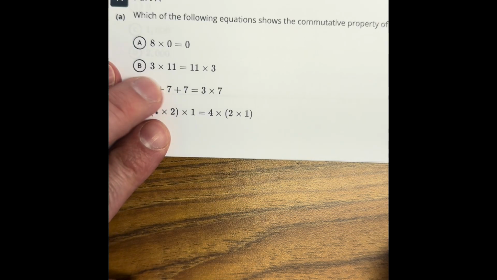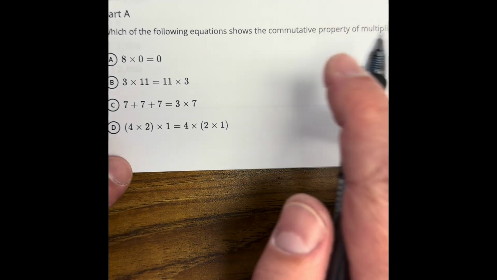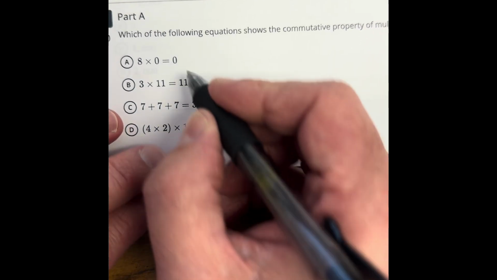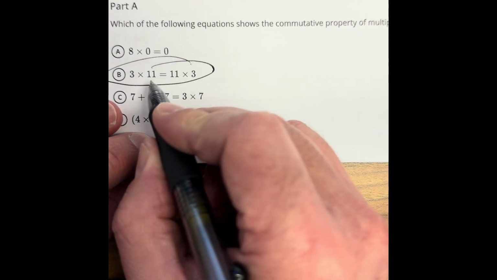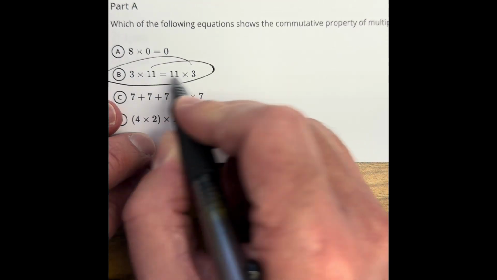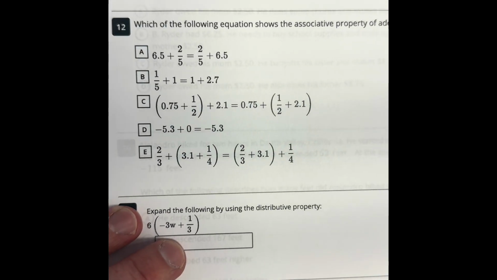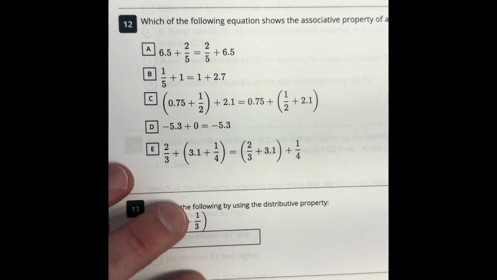Okay. Number 11. Which of the following equations shows the commutative property of multiplication? Okay, so it's going to be B. Commutative property is when I flip-flop the numbers, but I have them equal the same thing. So B is the answer to number 11. Okay. This is 11 part B. Multiply the expression below. We're going to calculate that, right? We're going to call that a day with calculator.